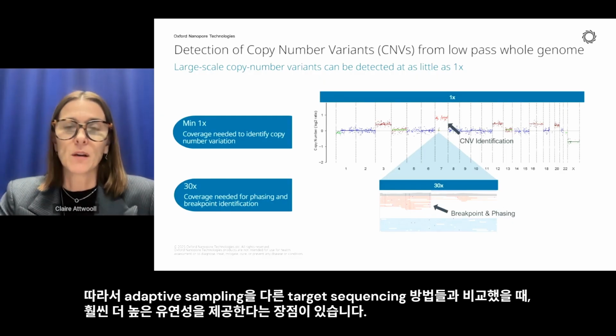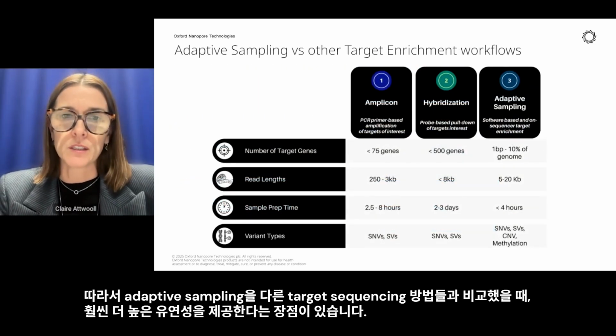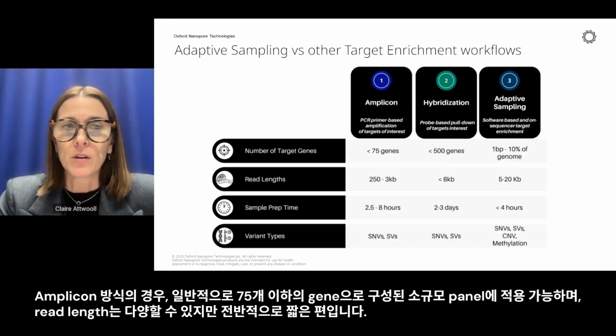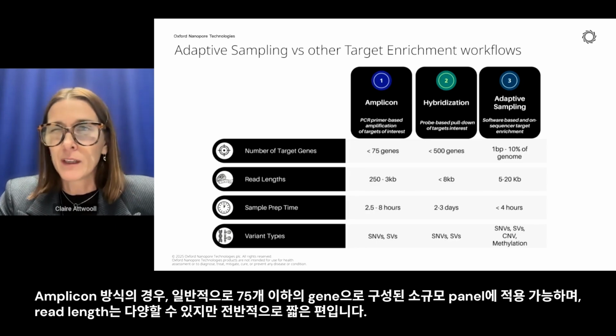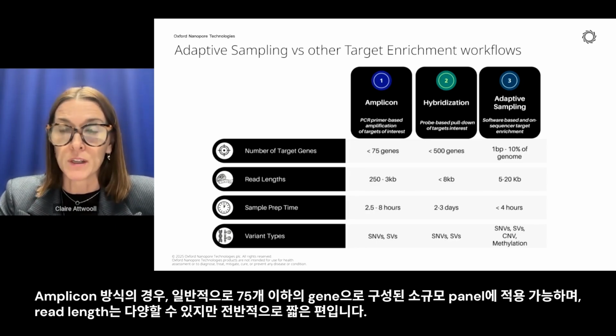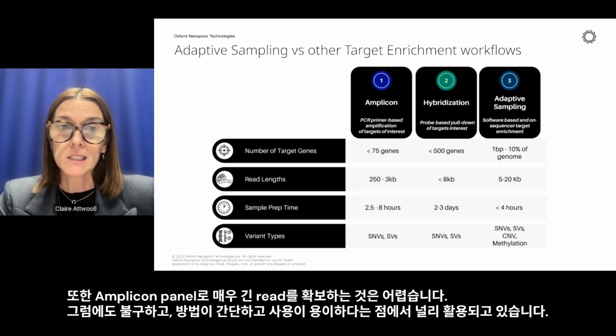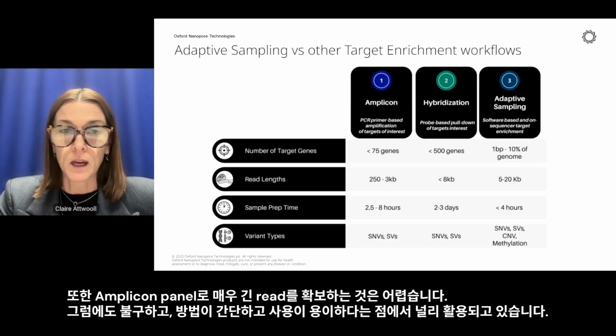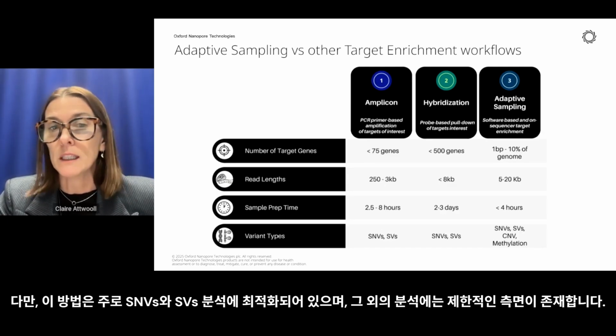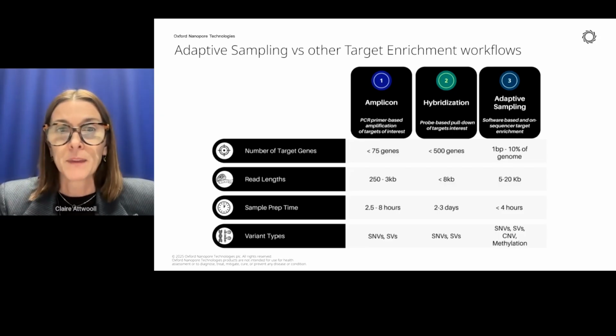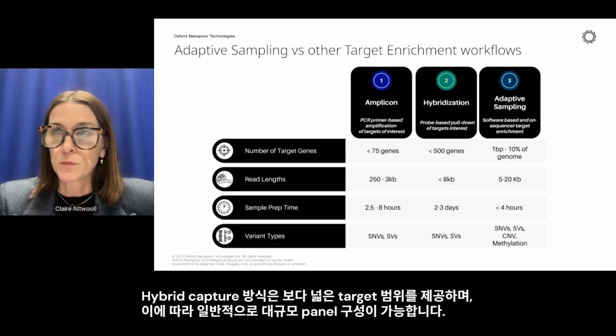So when we compare adaptive sampling to other targeted enrichment approaches, it adds a lot of flexibility. For amplicons, typically we think of those as relatively small panels, usually under 75 genes or so. They have varying read lengths, but they are reasonably short, and it is difficult to get an amplicon panel that gives you very long reads. They are simple and easy, which is why they are popular, but they really only give you good SNV and structural variant calling.